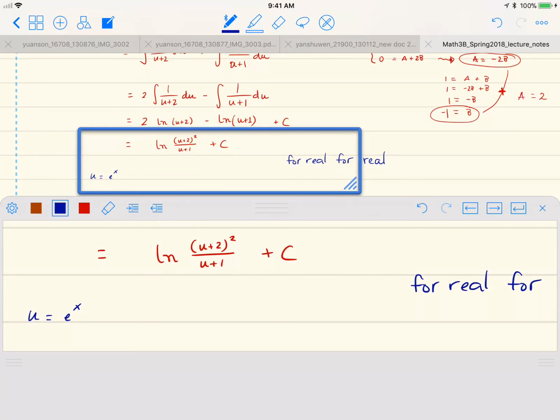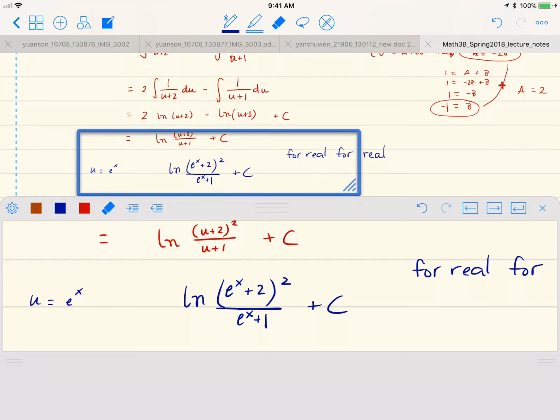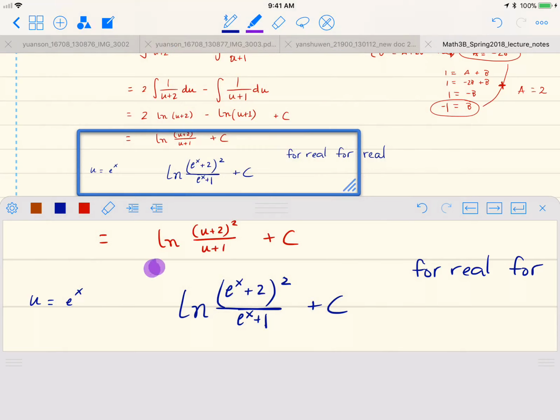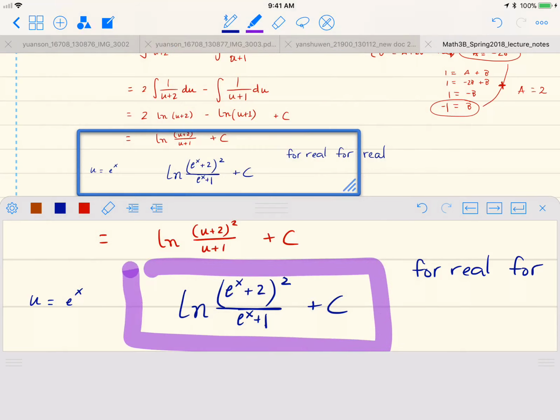Okay. All right. So the for real answer is natural log e to the x plus 2 quantity squared over e to the x plus 1 plus c. And in fact, just to make it very, very clear that this is a natural log of all of this, I'm going to kind of relocate. And I'm going to put a box around this because this is our final answer.